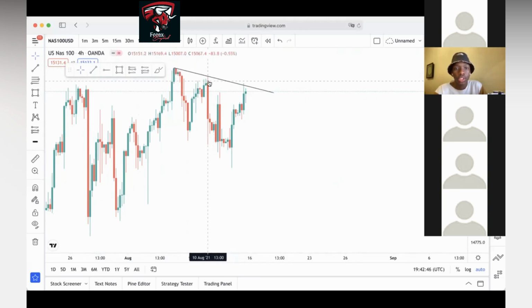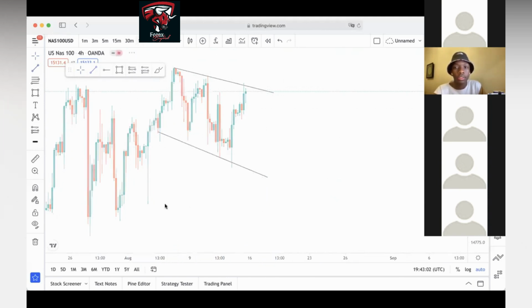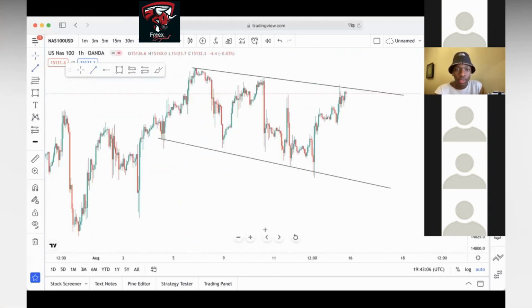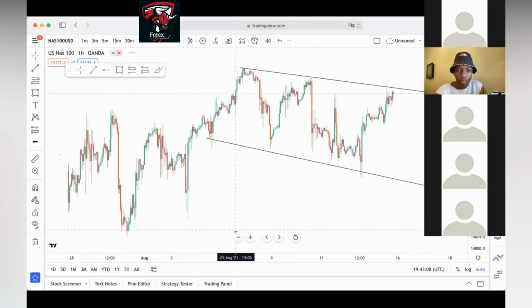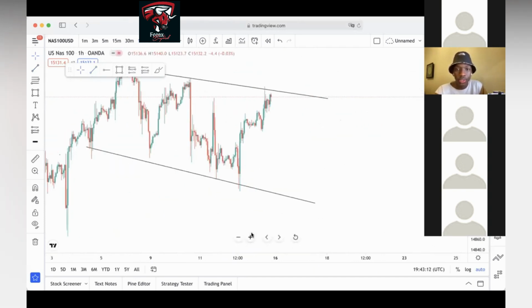You can see touch 1, touch 2, touch 3. Those entered too soon. I know NAS is possibly going to break out of this downward trend line. I'm just going to show you guys now. We have market structure here. Something like that. Go to H1. So as you guys can see, this is how NAS is moving, right?